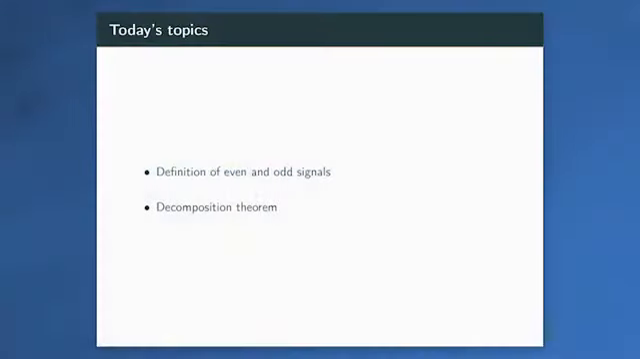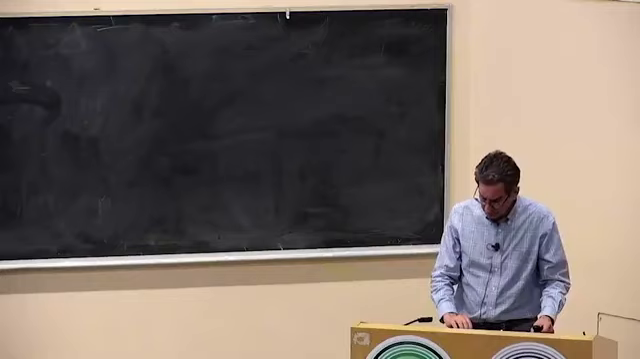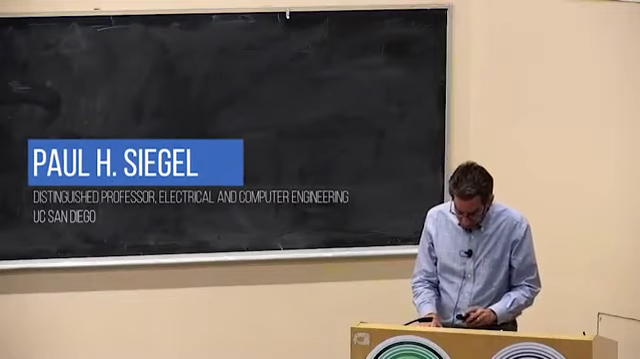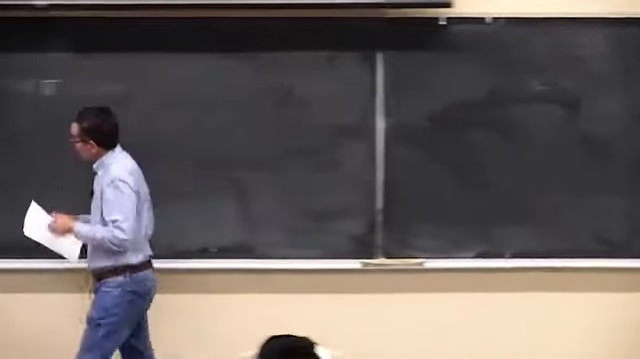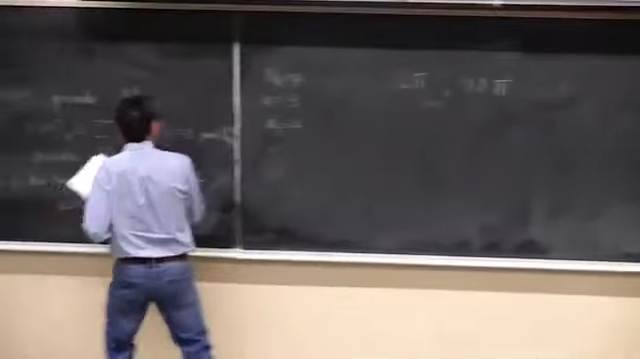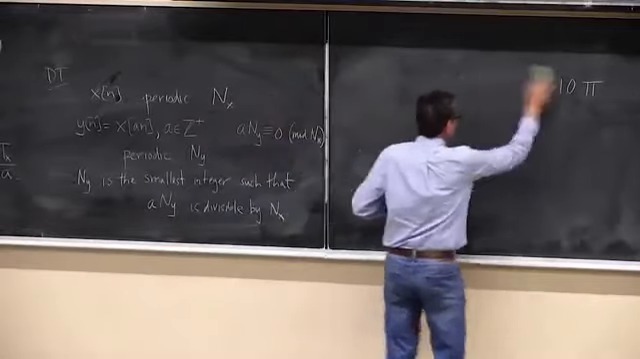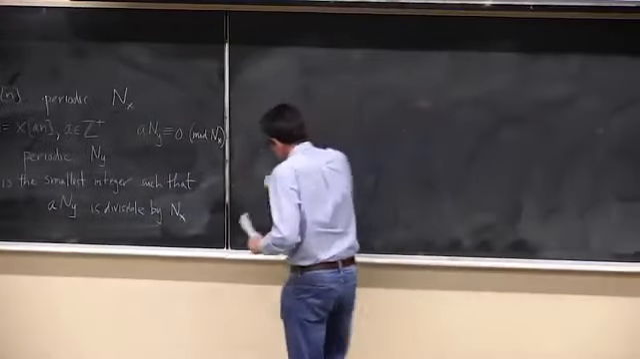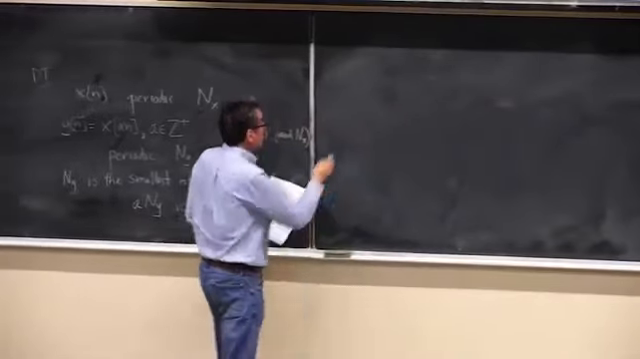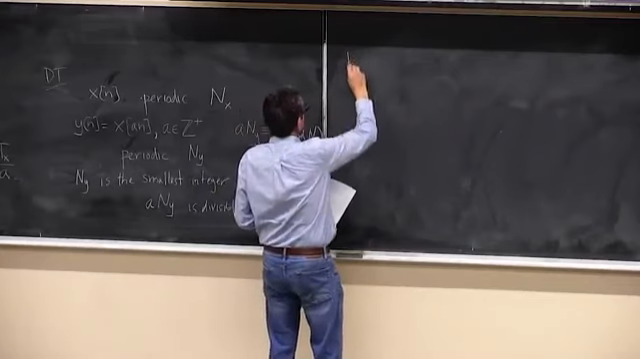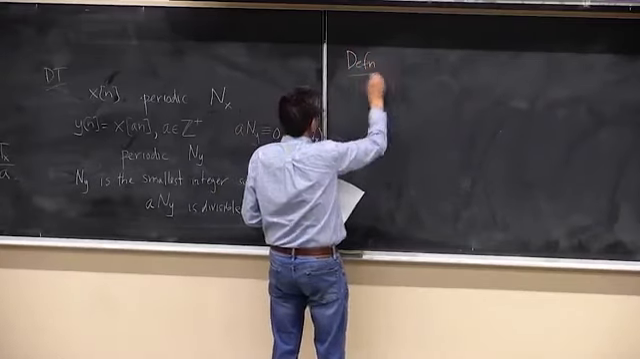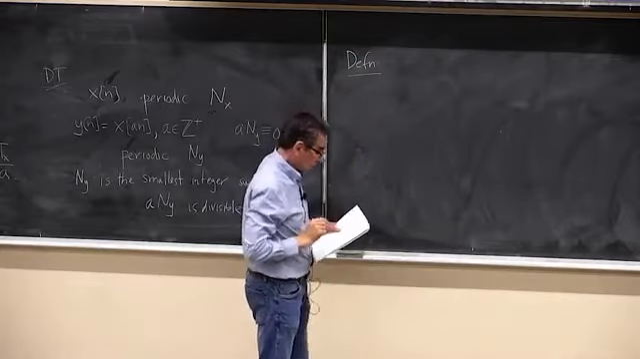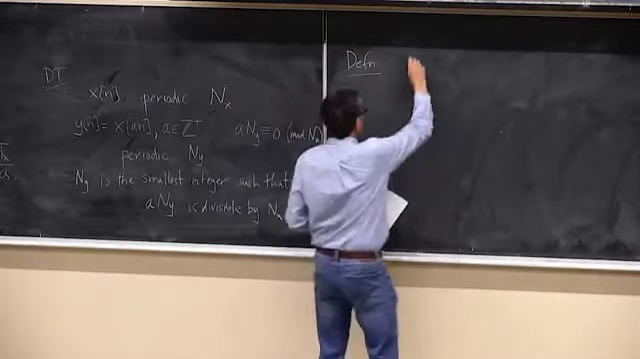Let's now start talking about even and odd signals. And there's not really too much to say because it actually works out quite simply in terms of the definition and the intuition. So the first thing we'll do is define what we mean by an even and odd signal. Let's start out with continuous time.